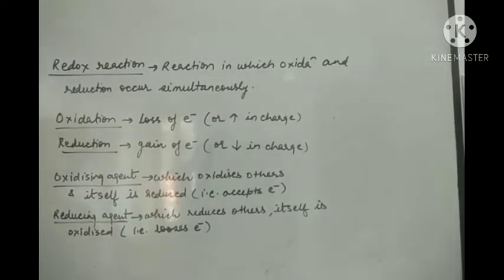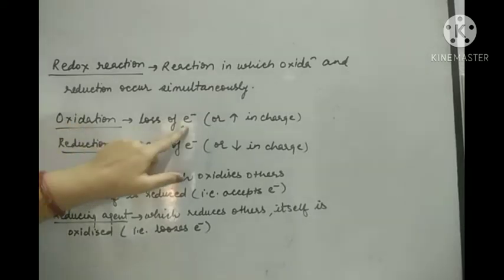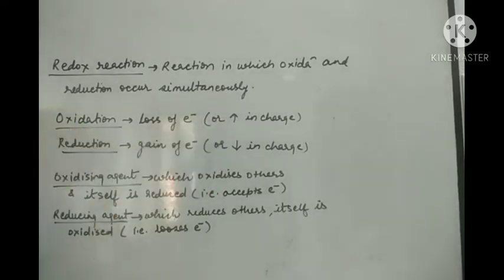So now we have a few definitions here. What is a redox reaction? The reaction in which oxidation and reduction occur simultaneously. What is oxidation? It means loss of electron or increase in charge, means we are moving to the right side of the number line. What is reduction? It is gain of electron or decrease in charge, means we are moving towards the left side of the number line.